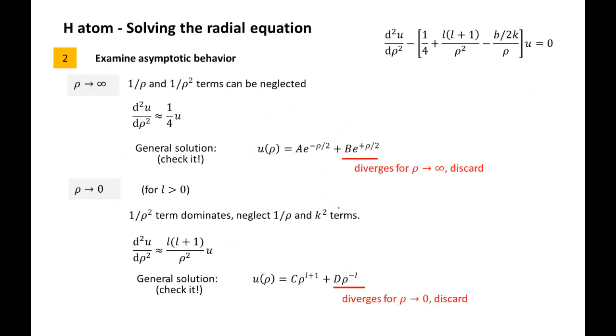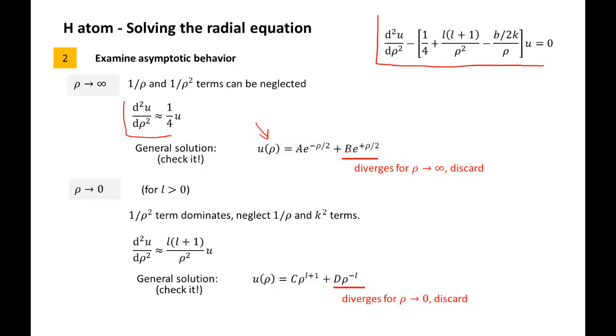Here is how it works. I've copied it on the top left of the slide. First of all, let's examine the asymptotic behavior. What if rho goes to positive infinity? In that case, the 1 over rho squared term and the 1 over rho term can be neglected because they're going to be very, very small compared to 1/4. We end up with a very simple differential equation, whose general solution is given here.